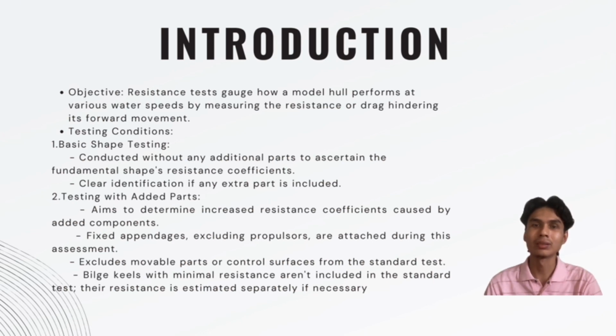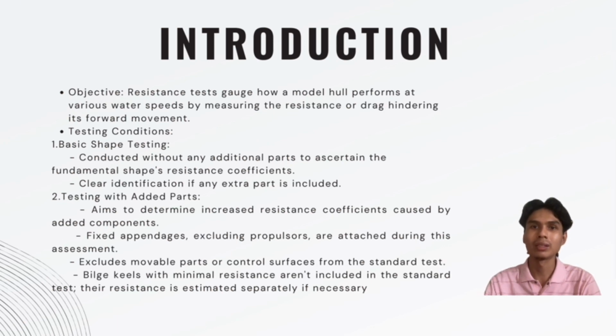These tests are done in two conditions. The first one is model hull testing without extra parts to determine the basic shape resistance coefficient. If any additional part is added, it must be clearly mentioned. For example, rudders are included if they act as an extension of a skeg or in a specific scenario. The second one is model hull testing with added parts to calculate the increased resistance coefficient caused by this component.